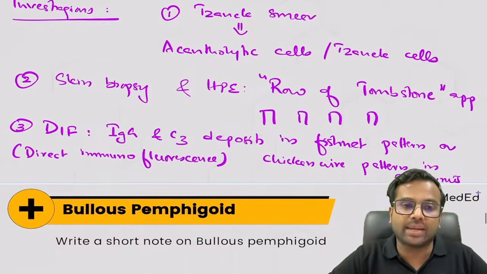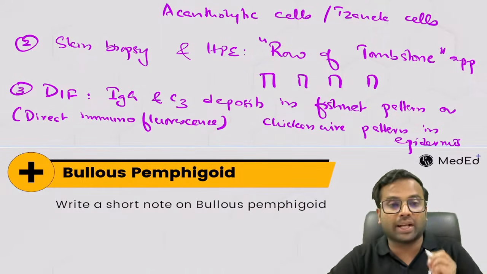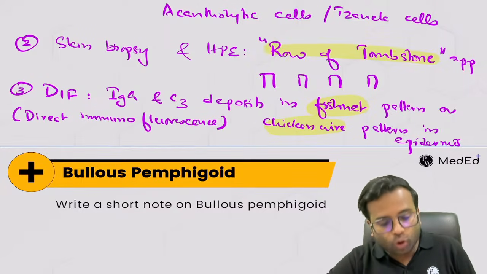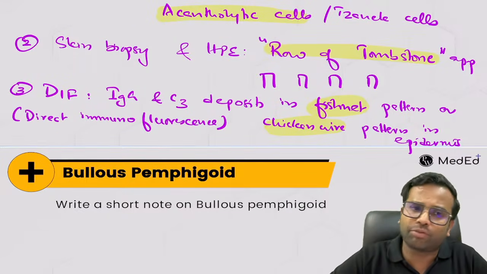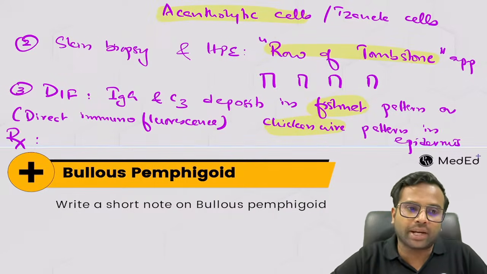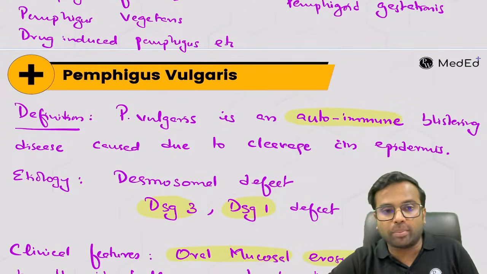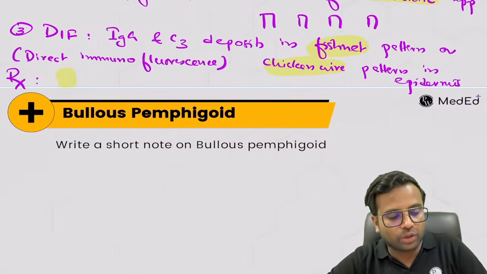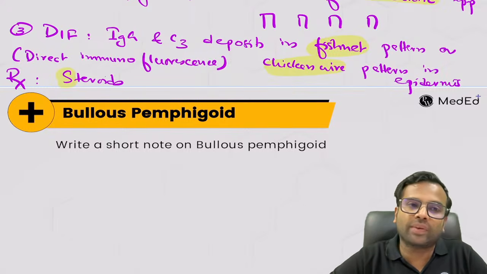So that is what you can see in cases of Pemphigus vulgaris: IgG and C3, and this is the magic word, okay? Fishnet pattern, chicken wire pattern, row of tombstones, acantholytic cells. All these are very specific for Pemphigus vulgaris. And finally, we will also write down what the treatment is. Since we described Pemphigus vulgaris as an autoimmune disease, for every autoimmune disease the drug of choice is going to be steroids. So the management is going to be with steroids.